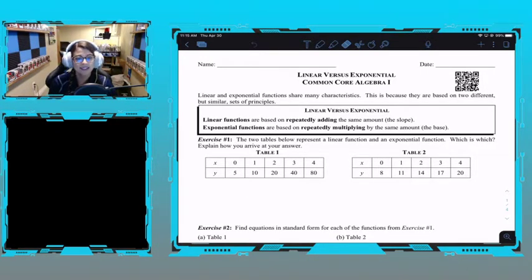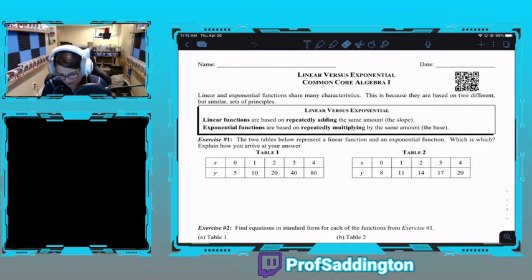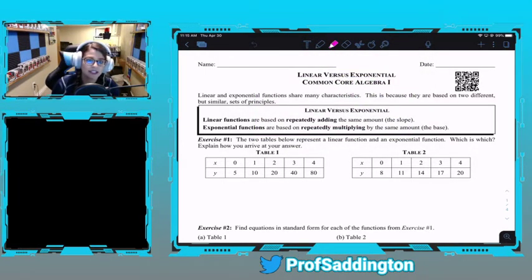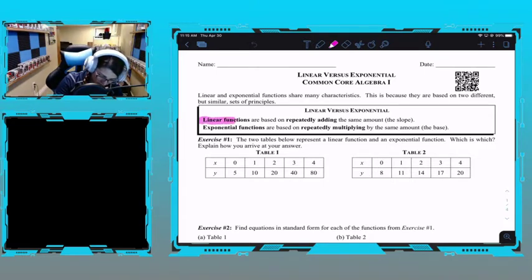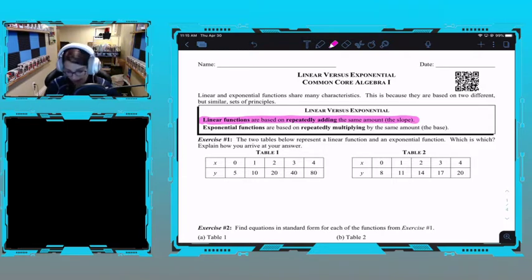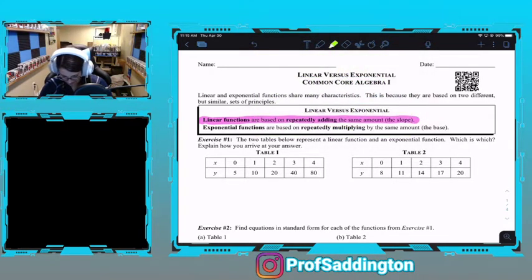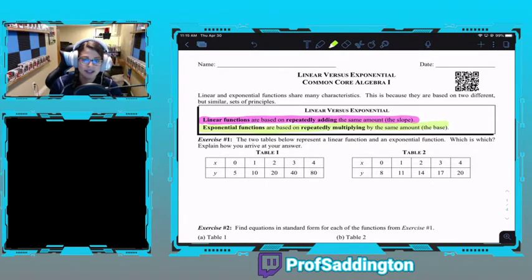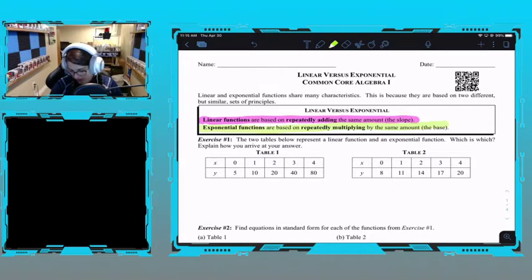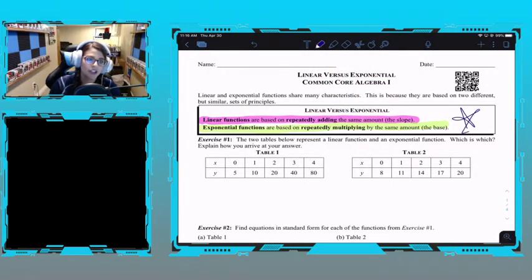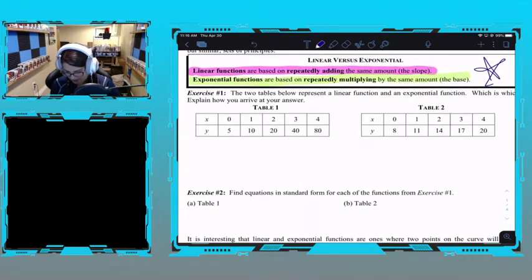Today's lesson is on linear versus exponential. In this table right here, this is the meat and potatoes. For linear functions, they are based on repeated addition with the slope. And exponential is based on repeated multiplication by using the same base. Those two things, definitely need to write those down. That is like the core of what we are learning today. So I'll give you a moment to write that.